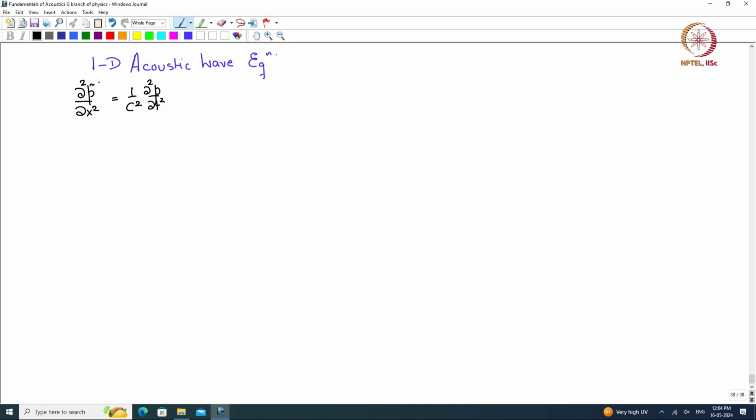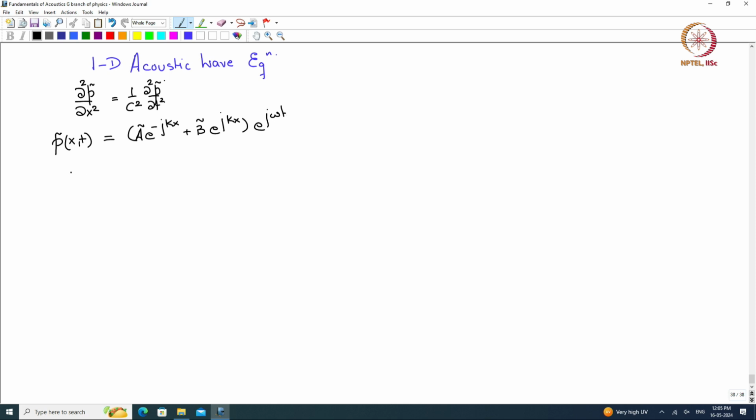We can put a tilde. Okay. Now we have seen this form several times now. So the solution is p tilde (x, t) equals a tilde e to the power of minus jkx plus b tilde e to the power of jkx, times e to the power of j omega t.